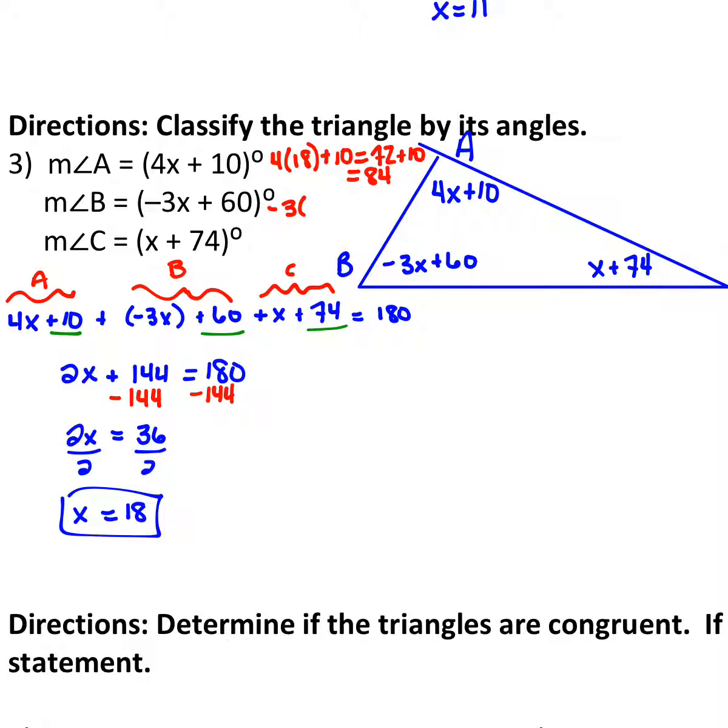Negative 3 times 18 plus 60. Negative 3 times 18 is 48. 56. Oh, is it? Somebody help me out. You're boring me.